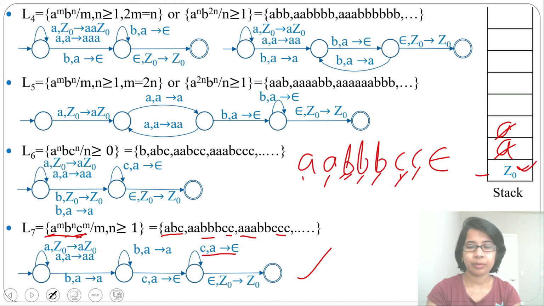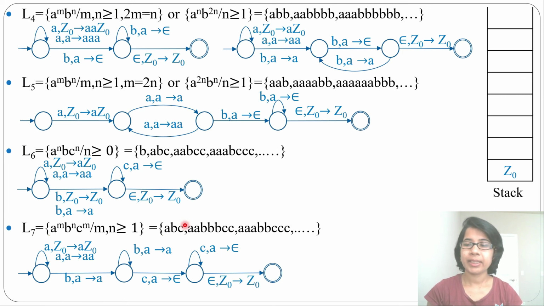For A we push, for B we skip, for C we pop. So before designing the PDA, first you need to think how we'll use the stack. For which input alphabet you will push, for which input alphabet you will pop. If you can think that, you can easily design the PDA.